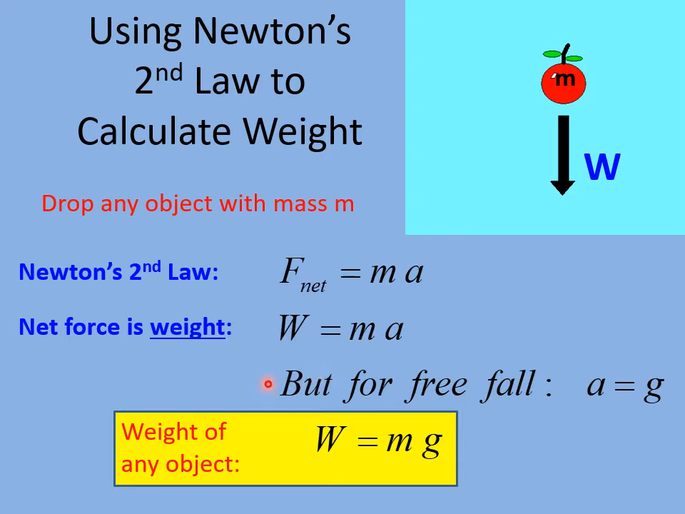But remember from chapters 2 and 3, we learned that for an object in free fall, all objects, no matter what their weight, fall with an acceleration equal to g, which is of course 9.8 meters per second squared. So we can replace this a here with g, and we end up with a simple result to calculate the weight of any object. W for weight is just equal to the mass times g, which is 9.8.